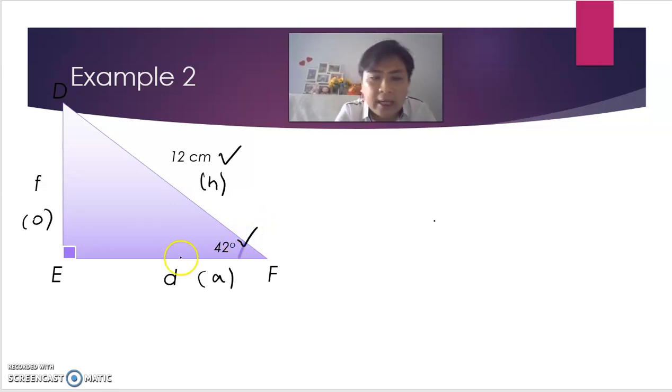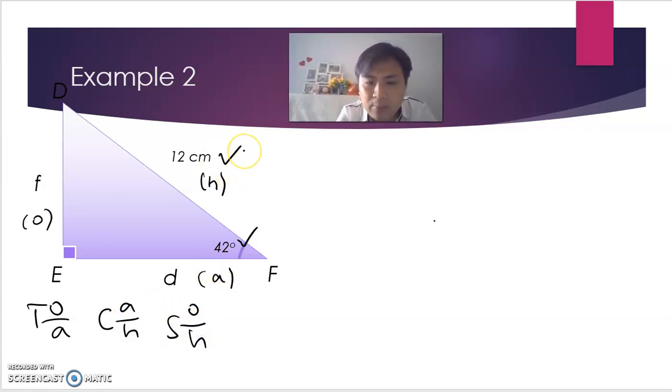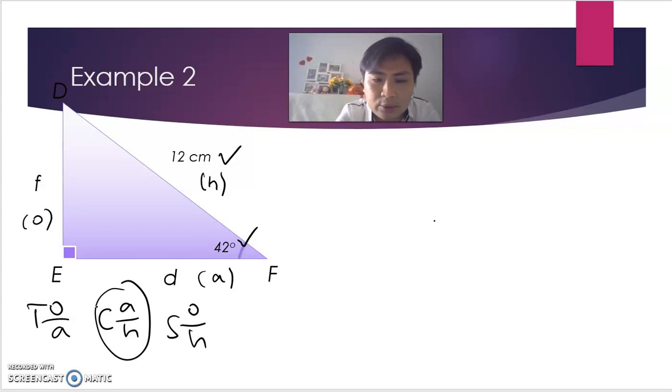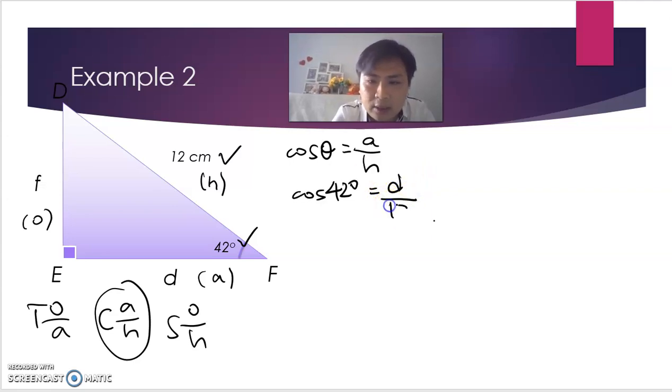Right? We want to find the unknown line D. So we are having adjacent and hypotenuse. Go back to your formulas. Adjacent over hypotenuse. We are using the cosine formula. So now we will use the cosine formula. Cosine theta is equals to adjacent over hypotenuse. Fill in your respective unknown values now. So cosine 42 degree is equals to D over 12.